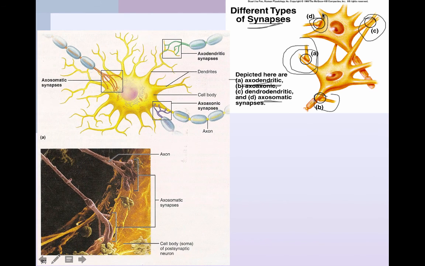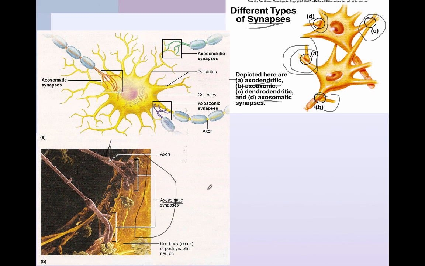And here you can see a photomicrograph of the axons of a couple of neurons synapsing with a postsynaptic neuron. Over here is the postsynaptic neuron, and here are two presynaptic axons that are coming in and creating, you can see, axosomatic synapses, so between the axon and the cell body.